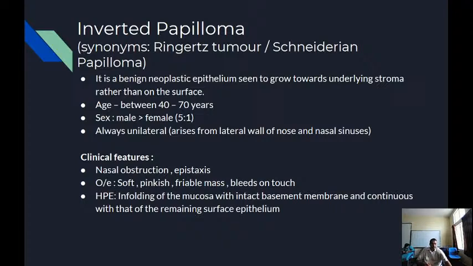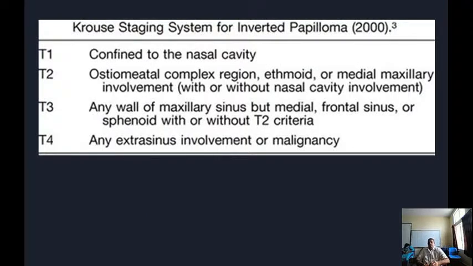And these are usually classified because they are peculiar, not like the other tumors, papillomas, because they are locally infiltrating. So they have classified them, and the Krauss staging system, just remember, it's not very important, but if it is confined to the nasal cavity, it is T1, and T2 is osteomeatal complex region, ethmoid, or medial maxillary involvement.